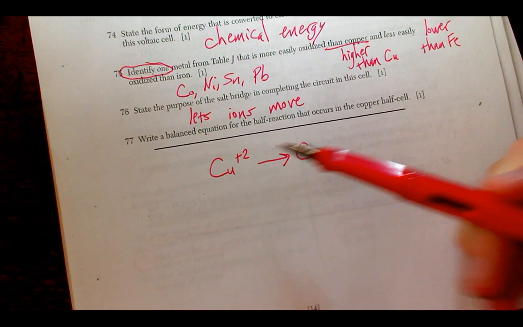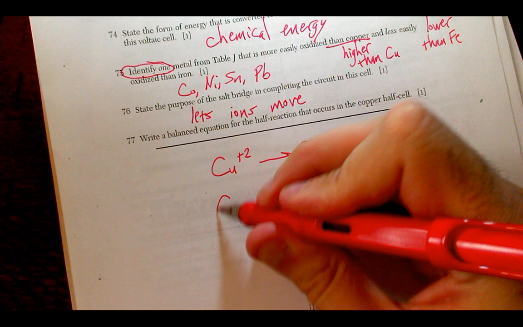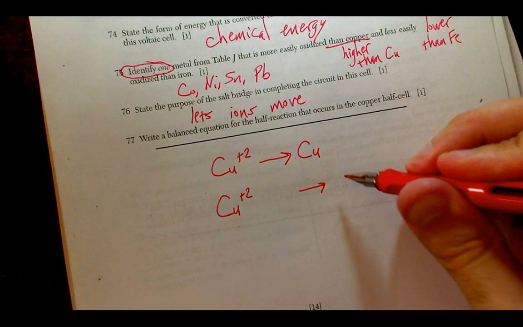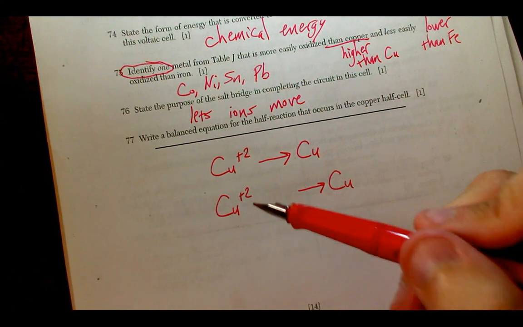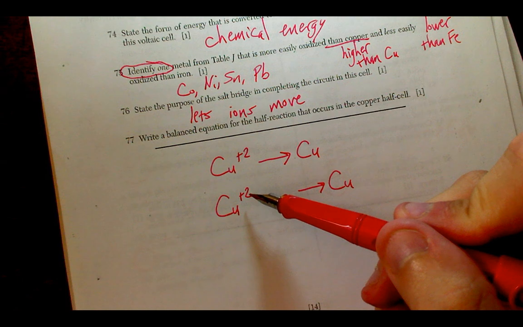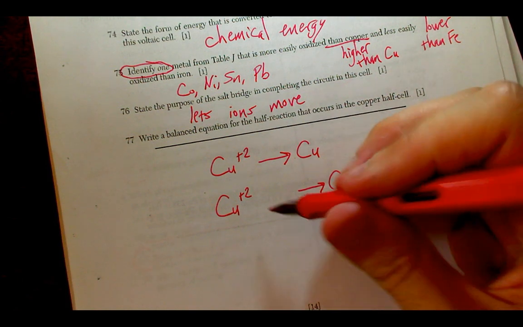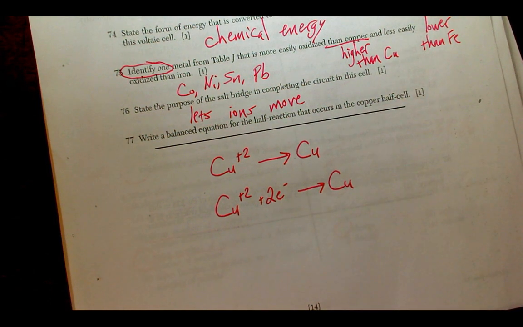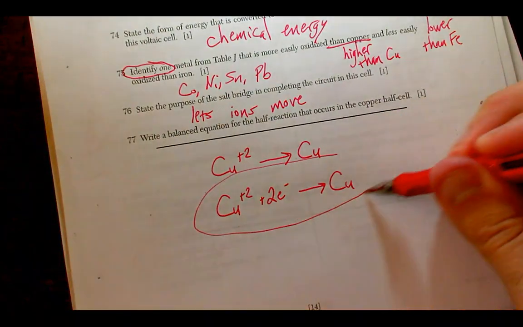Plus 2 is obviously more positively charged than Cu, so I'm going to write on this side Cu with a plus 2 charge, plus some number of electrons to go to copper uncharged. Well, it's going to be 2 electrons to make this plus 2 charge look like the neutral one over here. So Cu2+ gains 2 electrons, and that turns into the uncharged neutral version of copper. That's my answer right there.